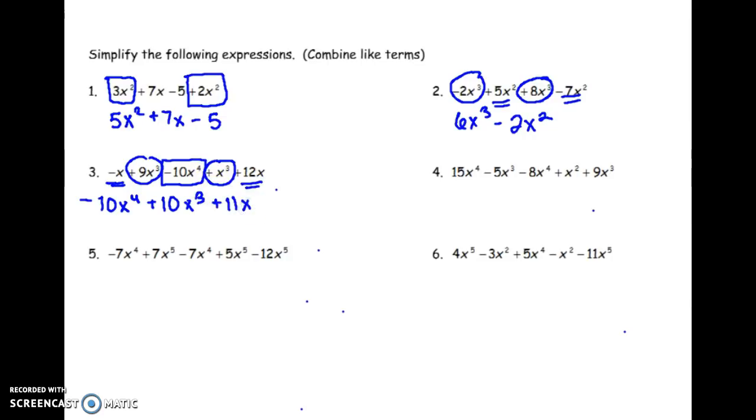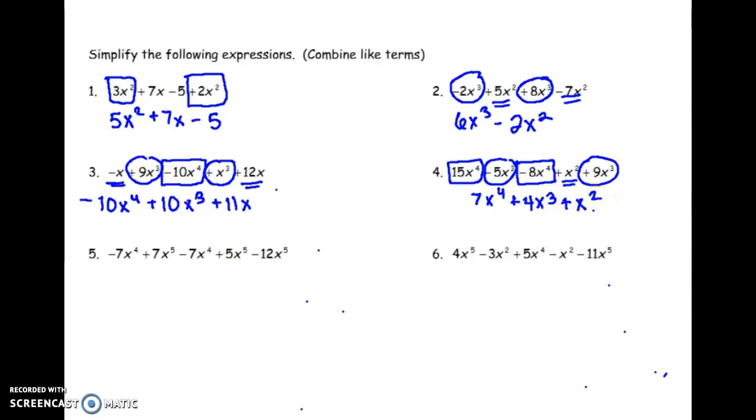Okay, you're welcome to pause this video at any time. This is actually a pretty easy lesson, and if you want to try to do it on your own, you can. So 15x to the fourth, but all I ask is you come back and check your answers. 15x to the fourth minus 8x to the fourth is going to give you 7x to the fourth. All right, then we've got negative 5x to the third, and a positive 9x to the third would be a plus 4x to the third. And then we've got just an x squared. Okay, so plus x squared. Okay, and notice I'm starting at the highest exponent and I'm going down.